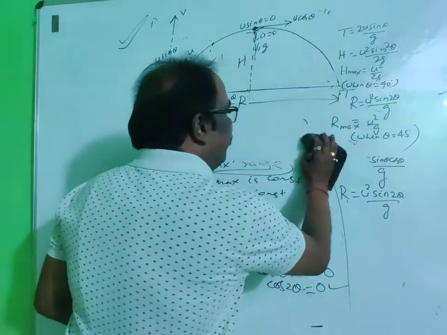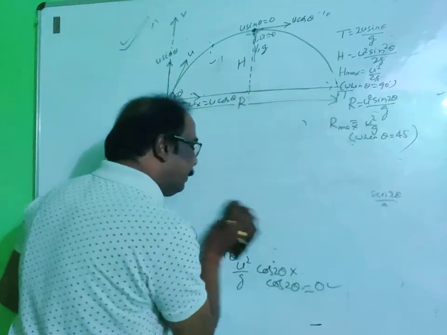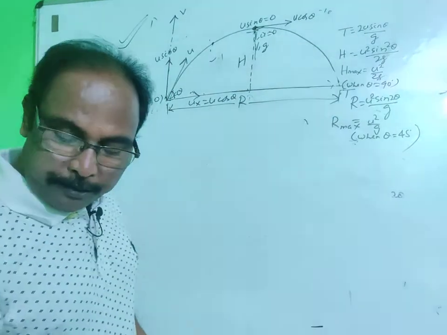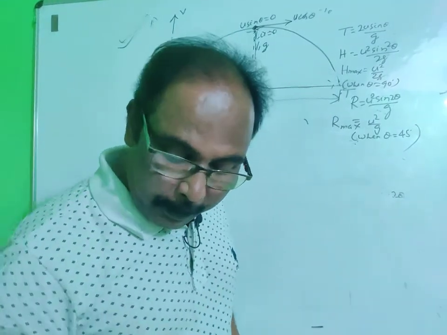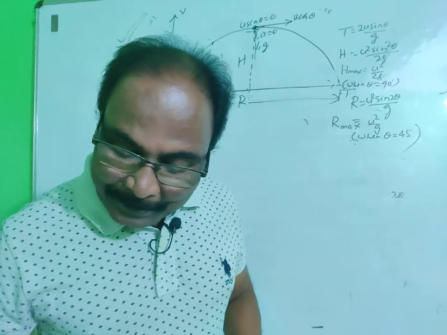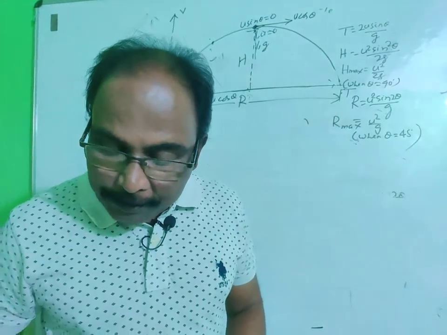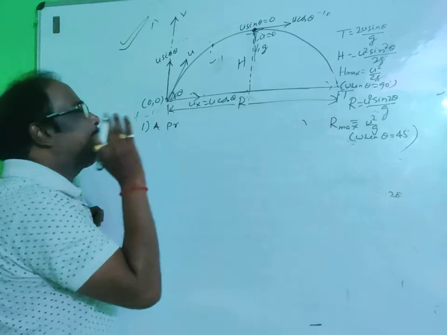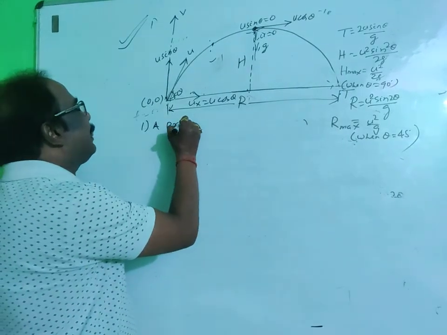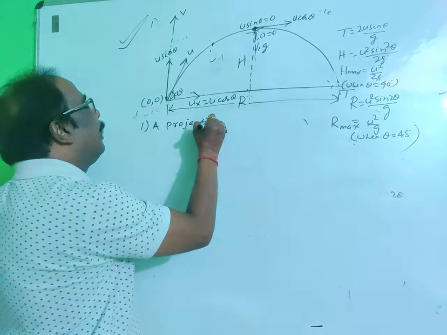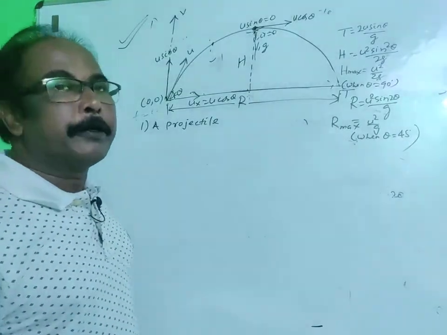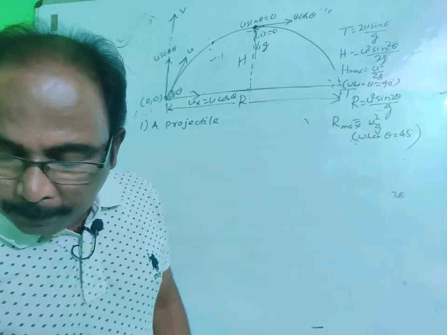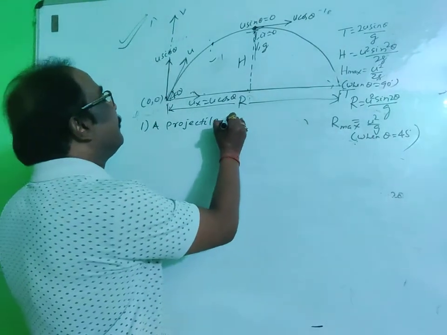Okay, so up to this we have discussed, and now some numericals on the basis of our discussion. Some three or four questions only. The first question, the easier one, school level question. I will discuss in separate lecture conceptual numericals for competitive. This is board discussion. A projectile is projected.